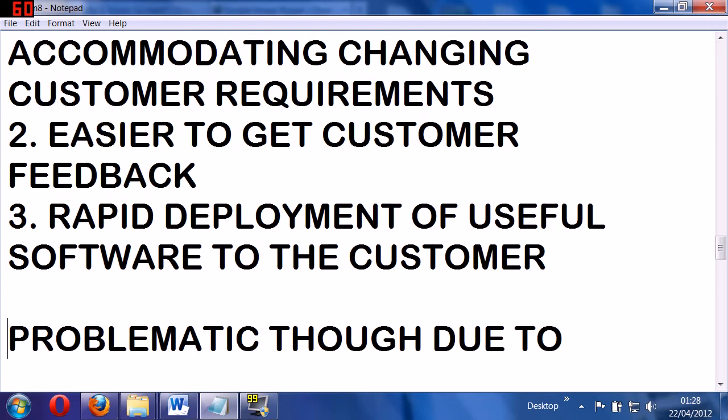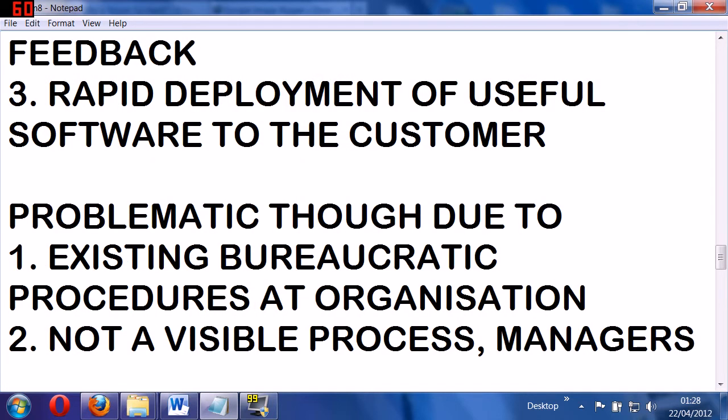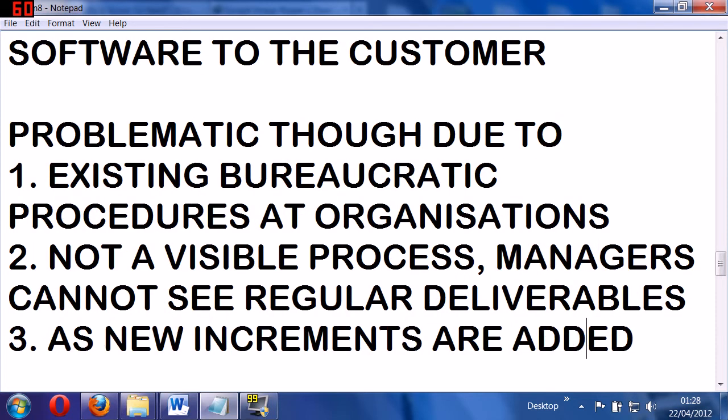So that's good. However, there are a lot of existing bureaucratic procedures and organisations, so that can actually be a bit of a problem. It's not a visible process. Most computer scientists don't really want to be working with these managers, and it probably won't be like that in the future, in the very near future actually.